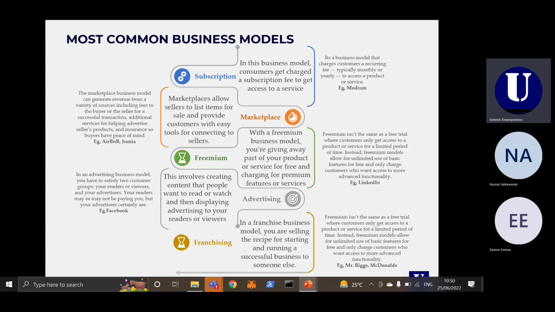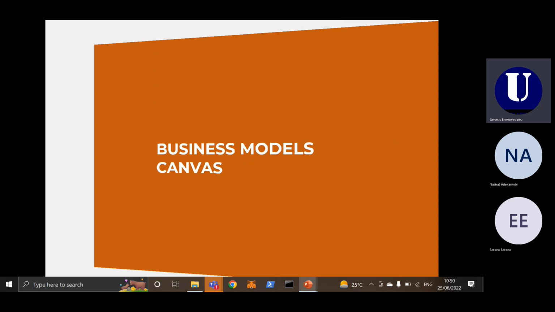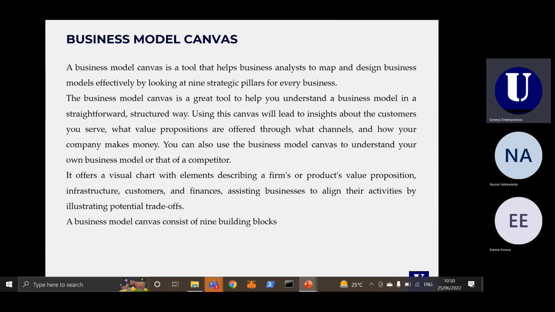There's several of them, as I've mentioned in the previous slides, right? We have several business models that we have today. So we look at a tool that we use to develop or create a business model. It's called the Business Model Canvas. BMC is a popular universal tool that is used to create a business model.